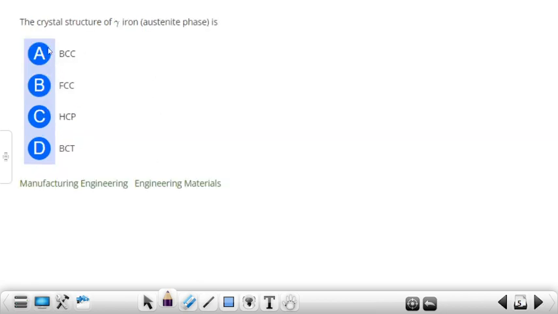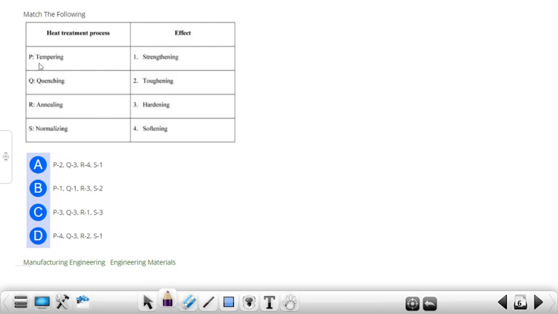Next question: the crystal structure of gamma iron, austenite, is FCC. Next question: match the following. So tempering is done for softening, hardening is done for hardening, annealing is done for softening, and normalization is done for strengthening. So option A is the correct answer.